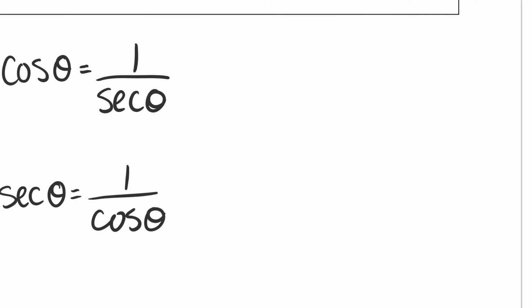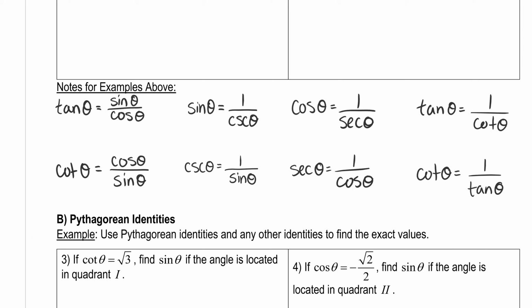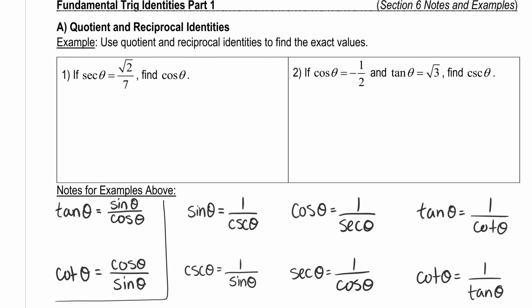And the last two, tangent theta is 1 over cotangent theta, and cotangent theta is 1 over tangent theta. So those are the two. These two right here are quotient identities. The other 6 are reciprocal, because remember, reciprocal just means inverse, or 1 over whatever you have. So again, we've gone over these before. Now we're just going to use them for these problems.